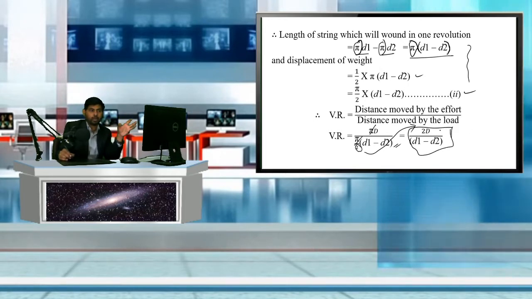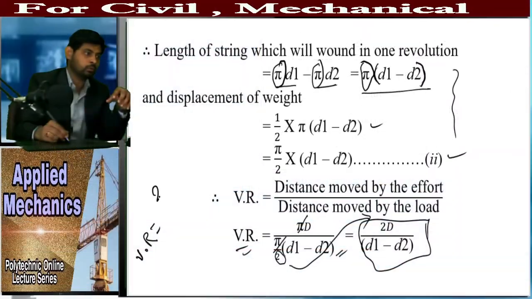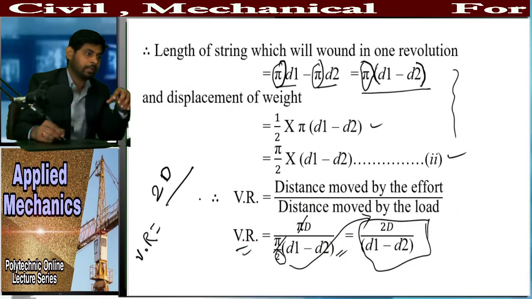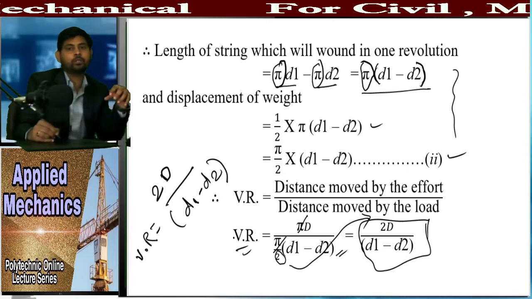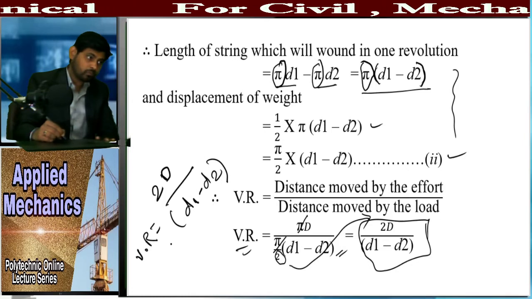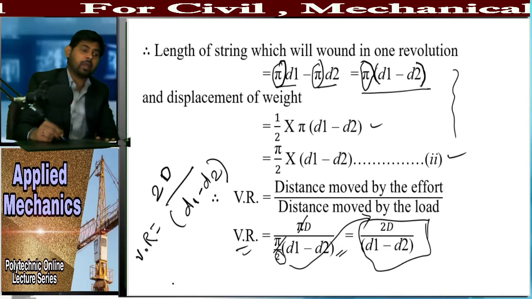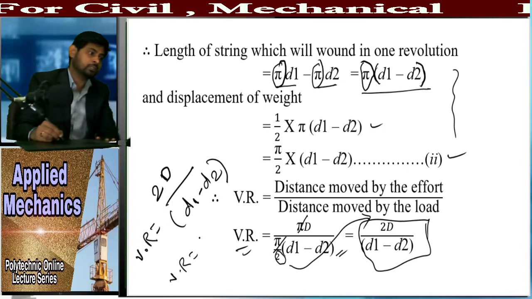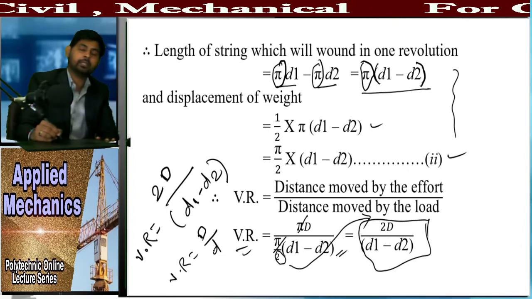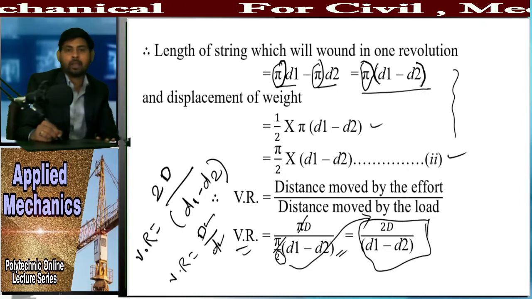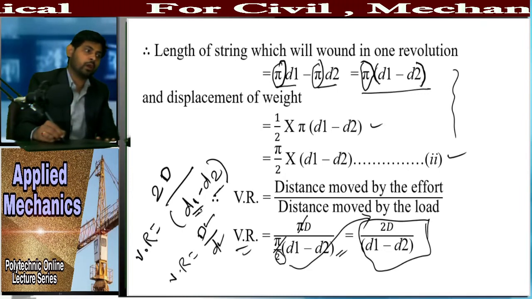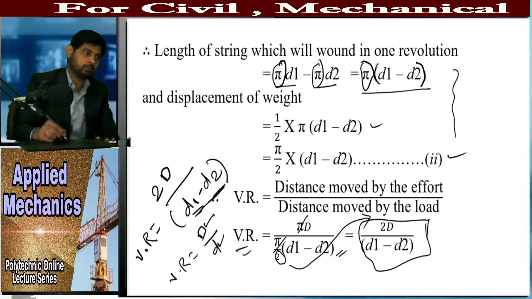We had to find the equation of velocity ratio, and we got it: velocity ratio is equal to 2D divided by d1 minus d2. In the previous lecture we saw the velocity ratio for the simple axle and wheel, that is D by d, because there we have a single wheel and single axle. Here we have two axles, so we have to take both axles.